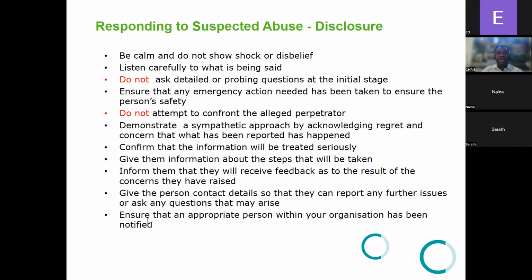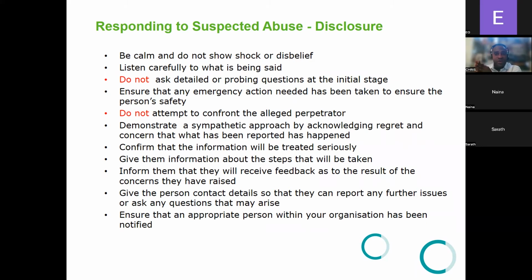And the last point there under how to respond is ensure that an appropriate person in the organization has been notified. And this is how you notify them. You write the date, you write the time, you write the name of the one who has reported that they have been abused or you suspect that they have been abused. And you give information about the details that they have given to you.